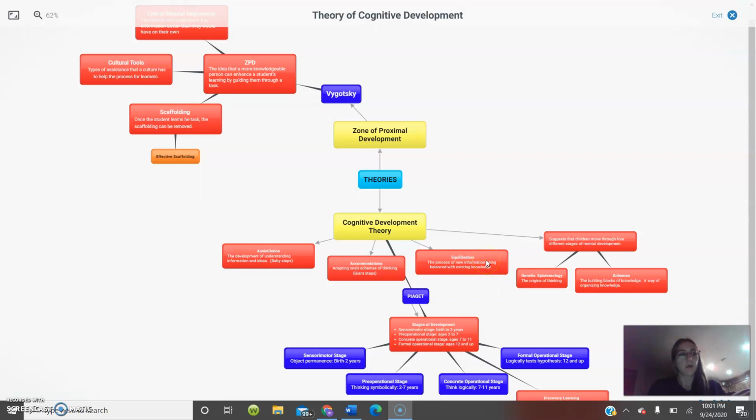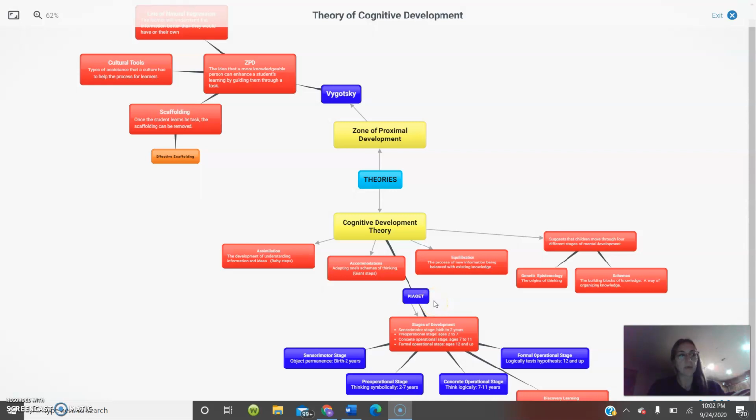Equilibrium, which is the process of new information being balanced with existing knowledge. That's here. Next will be assimilation, the development of understanding information and ideas. We also have accommodations, which is adapting to one's schemas. I'm going to go down here and start talking about Piaget.